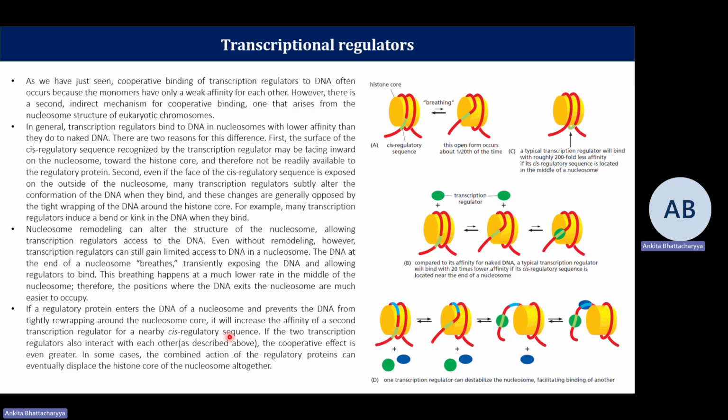What do we mean by that? Let's go to the figure here. Compared to its affinity for naked DNA, a typical transcriptional regulator can bind with 20 times lower affinity if the cis sequence is located near the end of a nucleosome, because of the breathing possibility. Now, what is the other possibility? If a regulatory protein enters the DNA of a nucleosome and prevents its rewrapping and keeps that region open, then it will increase the affinity of a second transcriptional regulator for a nearby cis regulatory sequence.